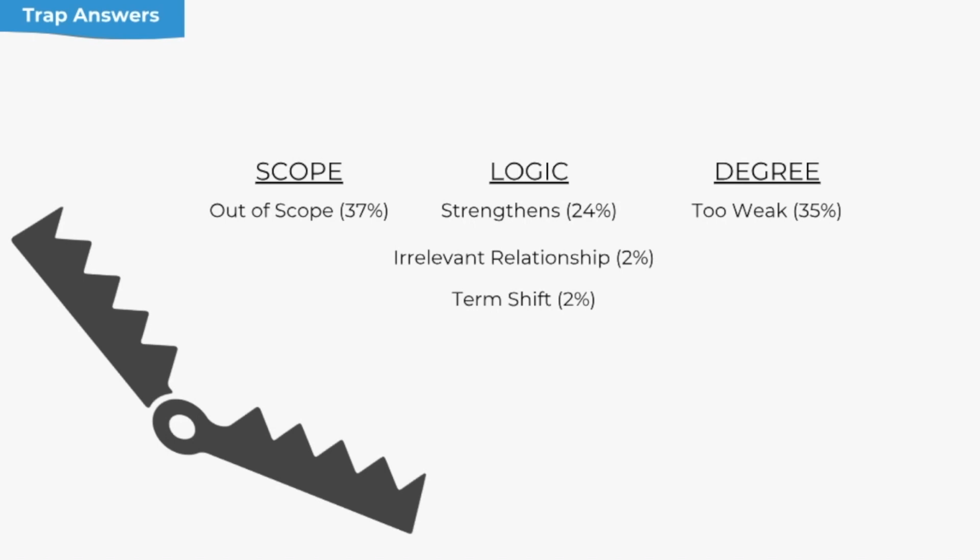The next most likely kind of wrong answer would be an answer choice that moves in the wrong direction. An answer choice that actually strengthens the argument instead of weakening it can be tempting because it's relevant. And when you're getting rid of answer choices that are out of scope, an answer choice that is relevant can sometimes be hard to hear as moving in the wrong direction. So pay attention to answer choices that are relevant, but just moving in the wrong direction. 24% of all wrong answers on weaken questions are wrong because they're strengthening the argument. And then there's a couple of others, like irrelevant relationships or term shifts, at a couple of percent each. But primarily you want to be thinking about answer choices that are out of scope, answer choices that are doing the opposite of what they're supposed to, and answer choices that are simply too weak to impact the argument.